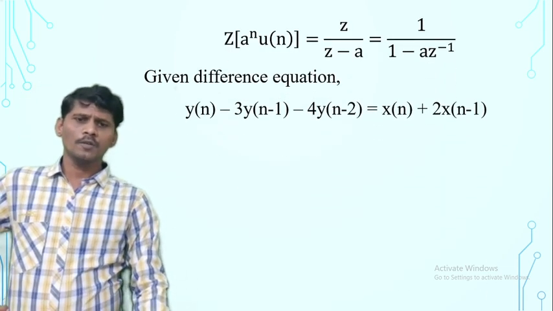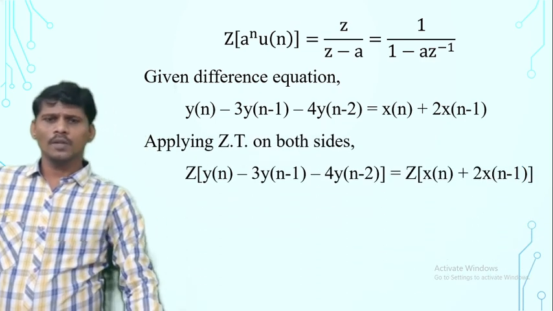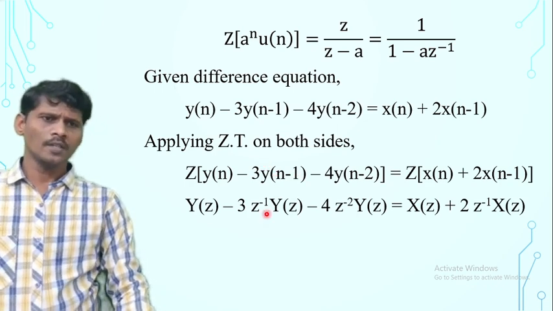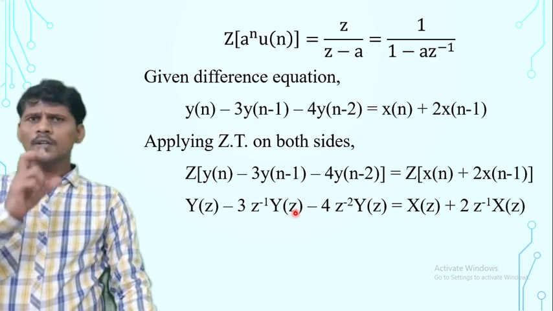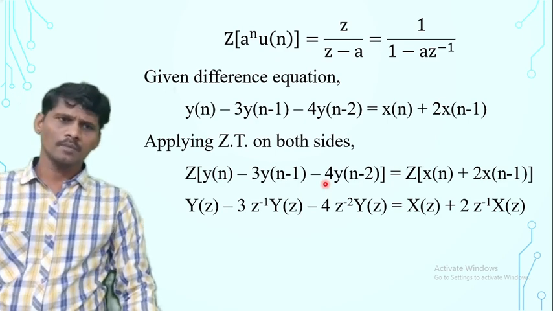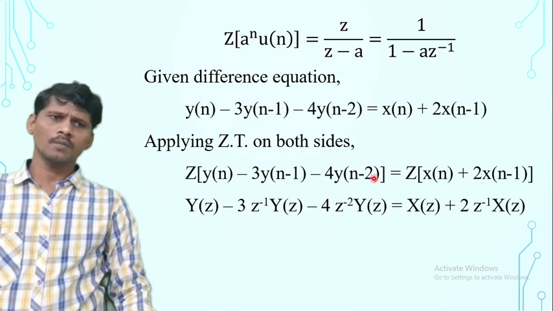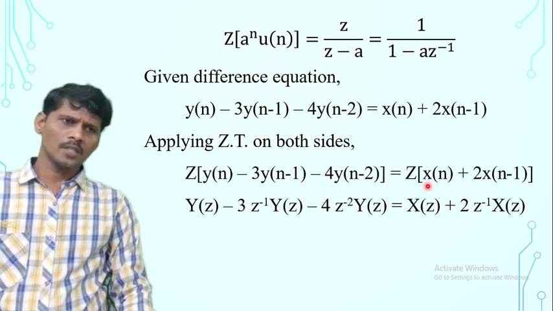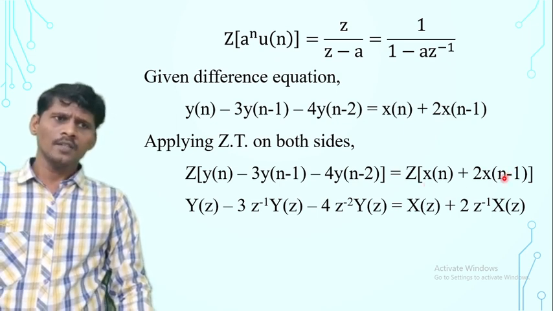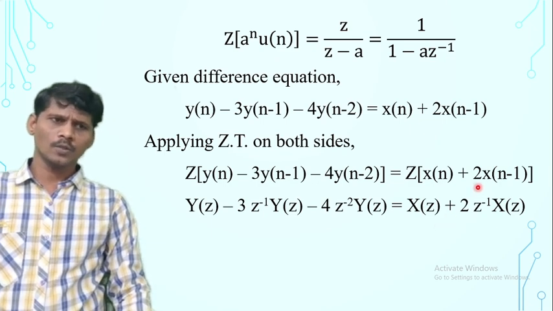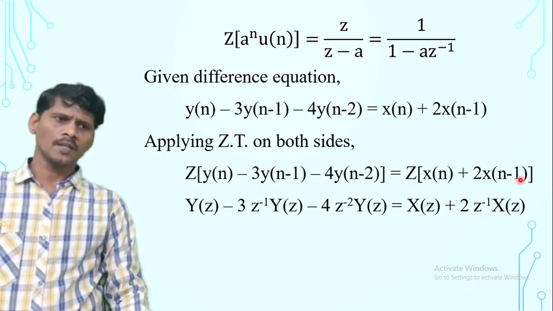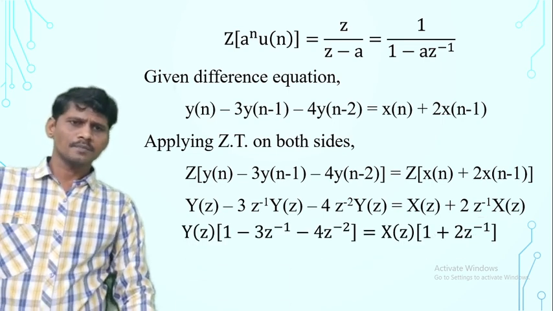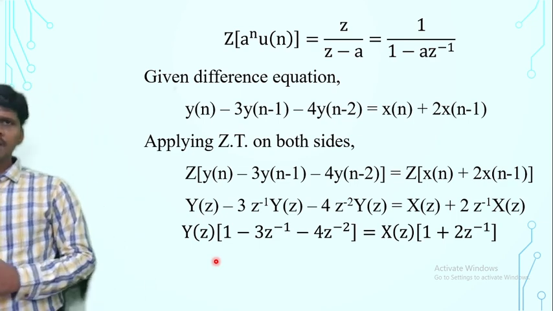So the z transform of y of n is Y of z, minus 3 into the z transform of y of n minus 1, which is z power minus 1 Y of z using the time shifting property of the z transform, minus 4 into the z transform of y of n minus 2, which is z power minus 2 Y of z, is equal to the z transform applied on the RHS: the z transform of x of n is X of z, plus 2 into the z transform of x of n minus 1, which is z power minus 1 X of z.